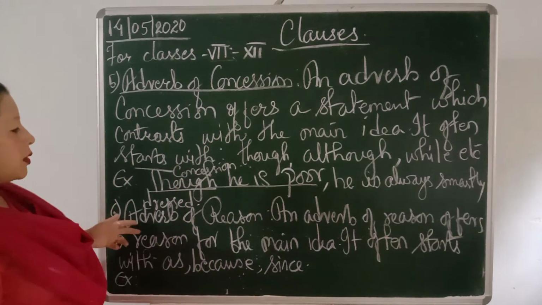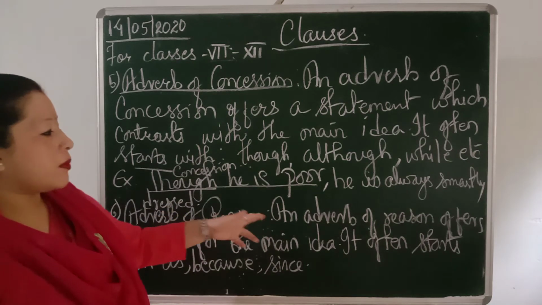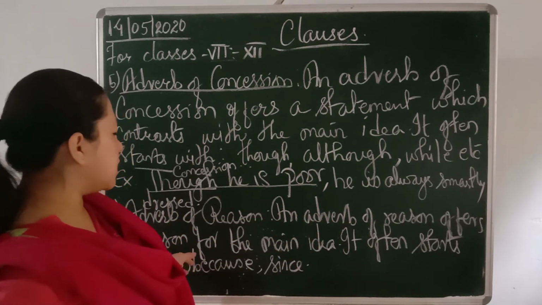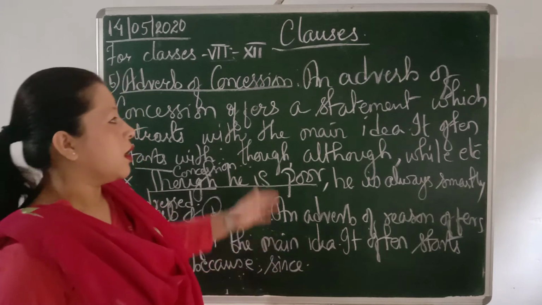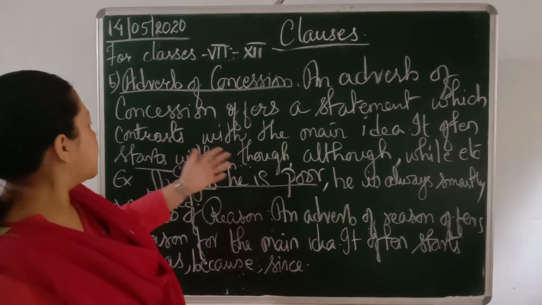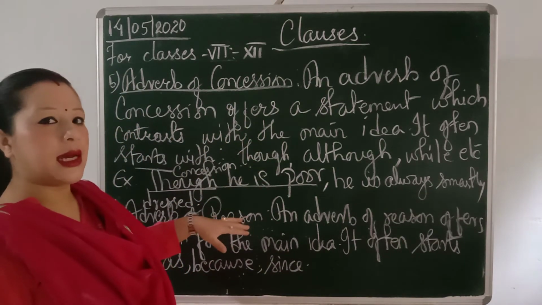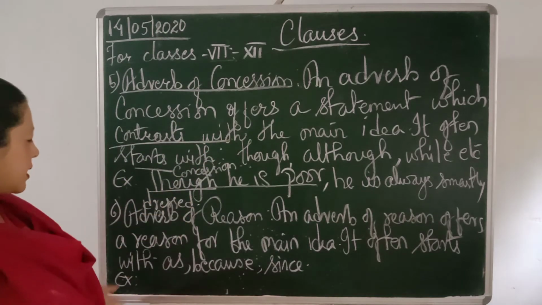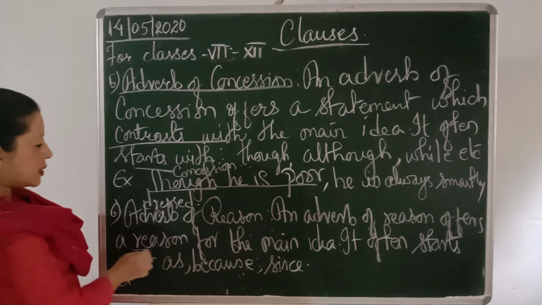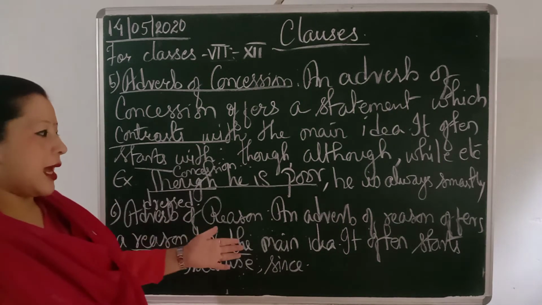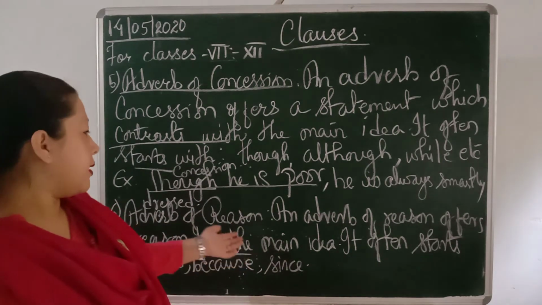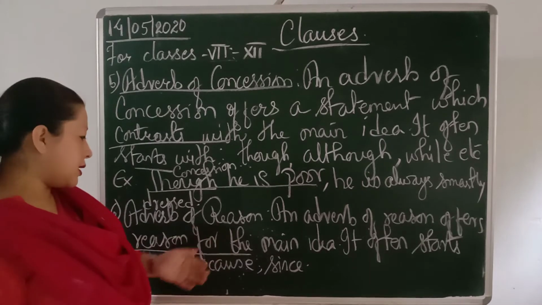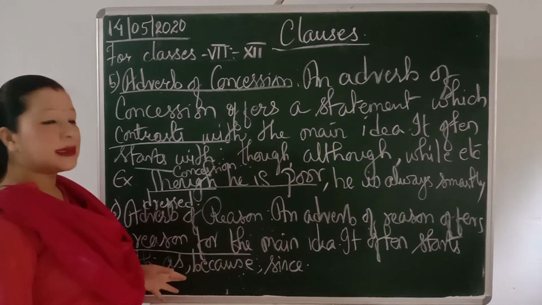Next is adverb of reason. An adverb of reason offers a reason for the main idea. Here in adverb of concession we have said contrast with the main idea, and here in adverb of reason we are saying reason for the main idea. And here in adverb of reason, the sentence usually starts with because, as, since.